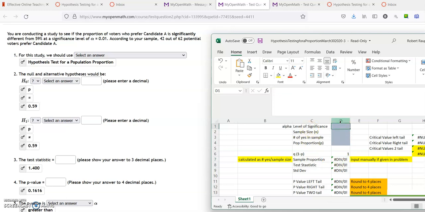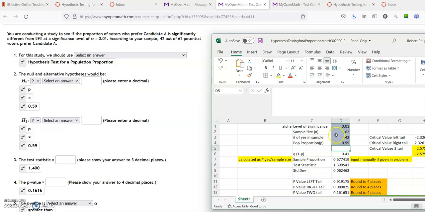Okay. So there are times where you have to enter it manually if they give it to you, and you have to calculate it when it's not given to you. When you have to calculate it, it's just simply the number of yeses, in this case 42, out of the total number of samples, 62. So level of significance is 0.01, sample size 62, number of yeses is 42. As you can see, it calculated down here, 42 divided by 62 is that. Population proportion is 0.59.